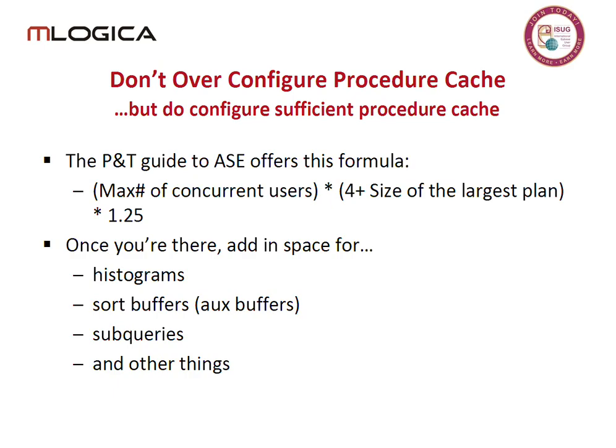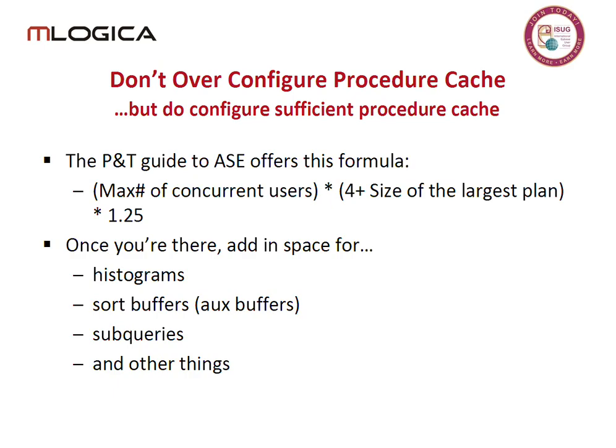Take the maximum number of concurrent processes and multiply that by something. It should be the size of the largest plan that we've got. How do we find out what the largest plan is? We could run a DBCC memusage to figure that one out. We'd add a fudge factor, multiply by another fudge factor, and cross our fingers.